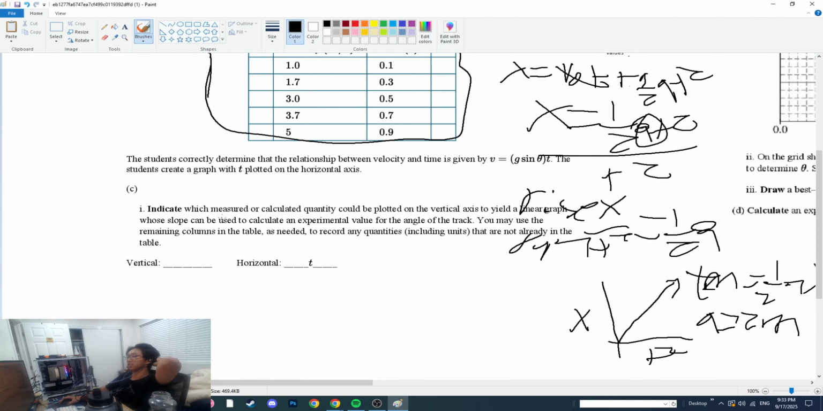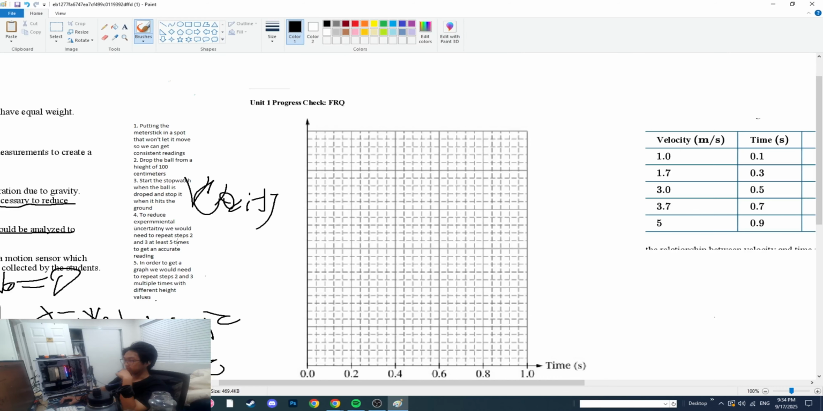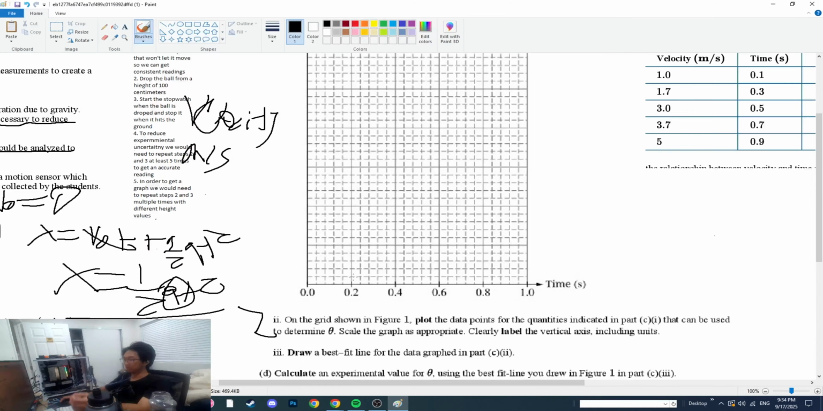In part 2 of this, we need to plot the data points with the data up here, and then we would need to label the vertical axis, including units. So our y-axis is velocity in meters per second, and we would need to graph this. Since there are 5 boxes here, we'd do 0.2, 0.4, 0.6, 0.8, and 1 second, and then 1, 2, 3, 4, 5, and this box would be 6.